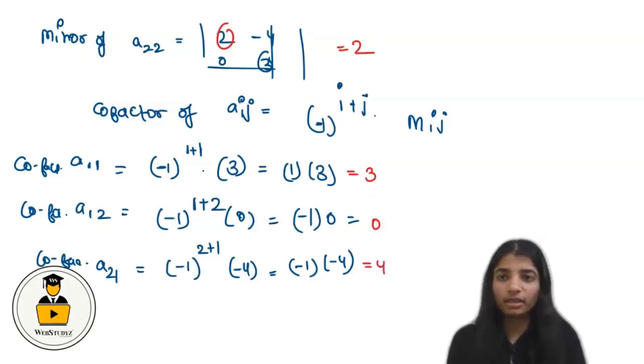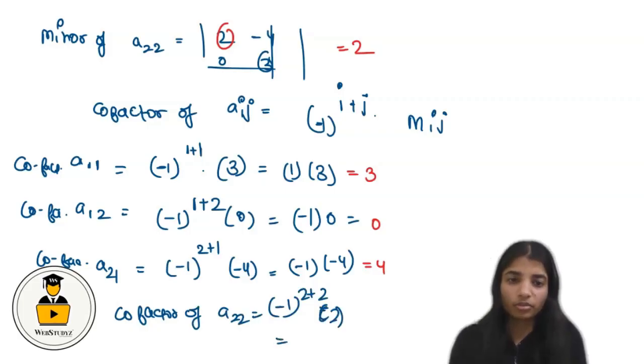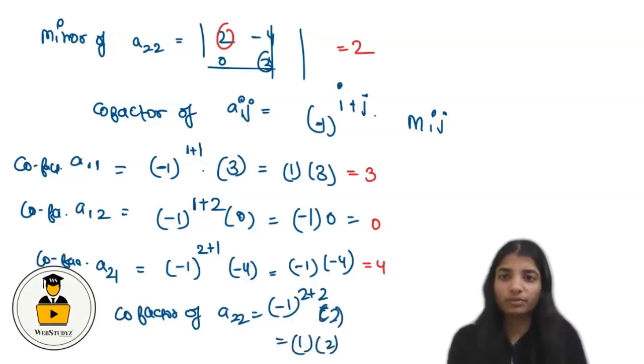Now in the same way, the cofactor of A22 is equal to minus 1 raised to the power 2 plus 2 multiplied by the minor of A22, that is equal to 2. Minus 1 raised to the power 4 is plus 1, and plus 1 multiplied by 2 is 2. So this is the answer to part 1.